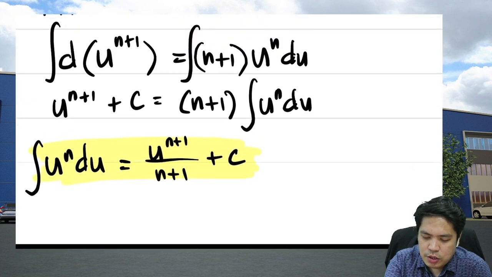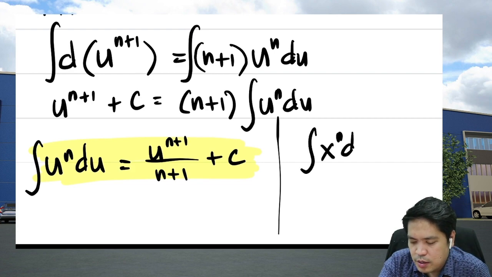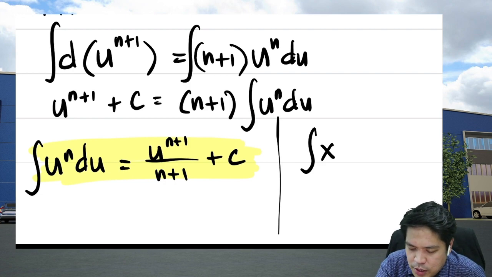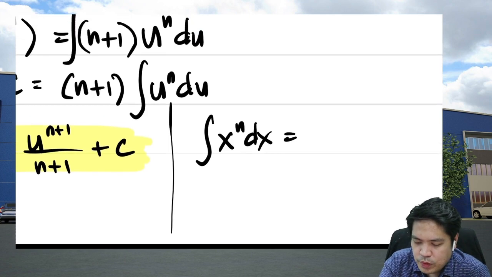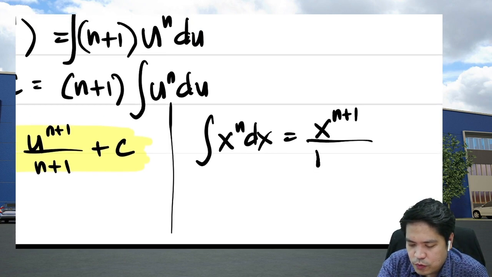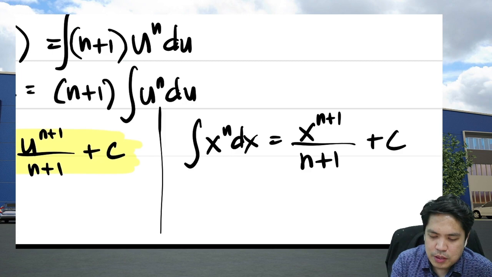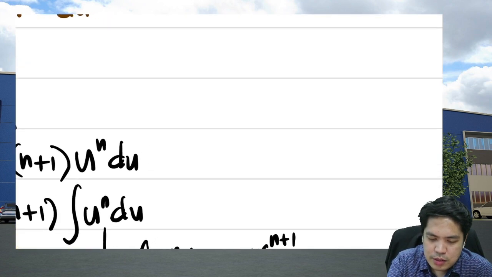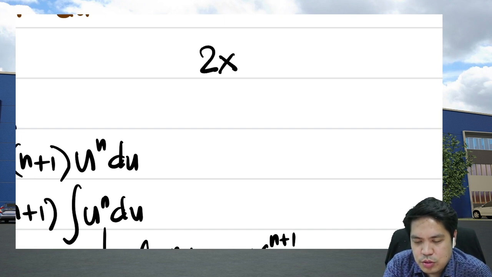If the function or u is x, then the integral of x raised to n dx, I just replace u with x raised to n dx. The result is just x raised to n plus 1 over n plus 1, plus c. Okay? Sobrang dali. So therefore, kung titingnan natin kanina, I started with x squared, di ba? Oh no, 2x. I started with 2x.